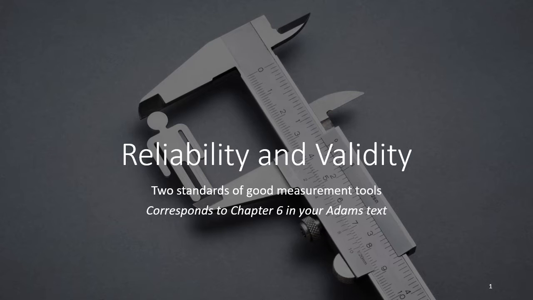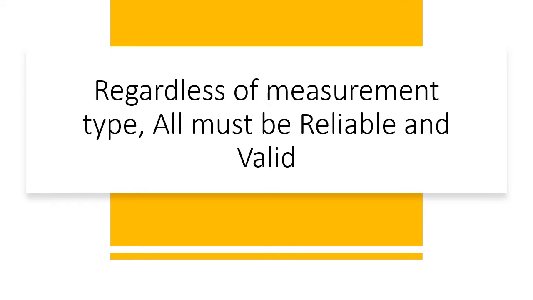This content is on reliability and validity, and these are two essential standards of good measurement tools and, in fact, of good research. This material is in Chapter 6 in your Adams text. So, in our last chapter, we talked about different ways of measuring your dependent variable, like observation and self-report and proxy measures and so forth. But regardless of what measurement type you're using, it has to be reliable and valid.